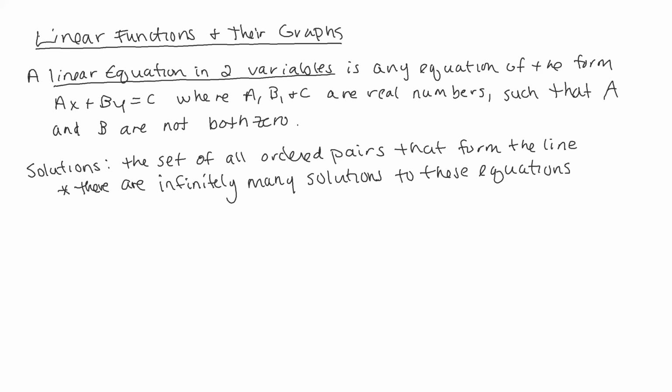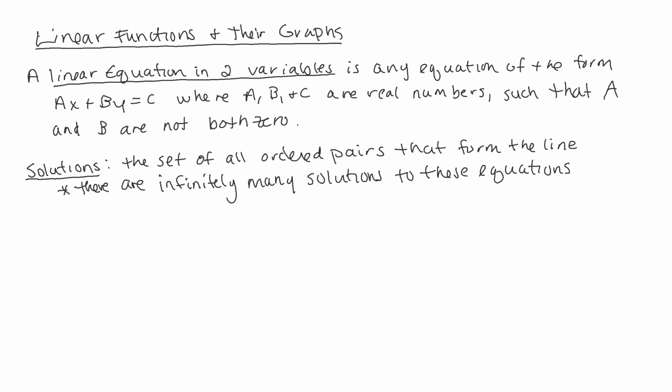So again, you've got the definition of a linear equation in 2 variables. You've got the definition of a solution. One thing I do want to point out about the equation, notice that you've got the 2 variables x and y, and what makes this linear is the fact that the exponent on the x and y are 1. If you had an exponent that wasn't a 1, it would no longer be linear, okay? So do keep that in mind.